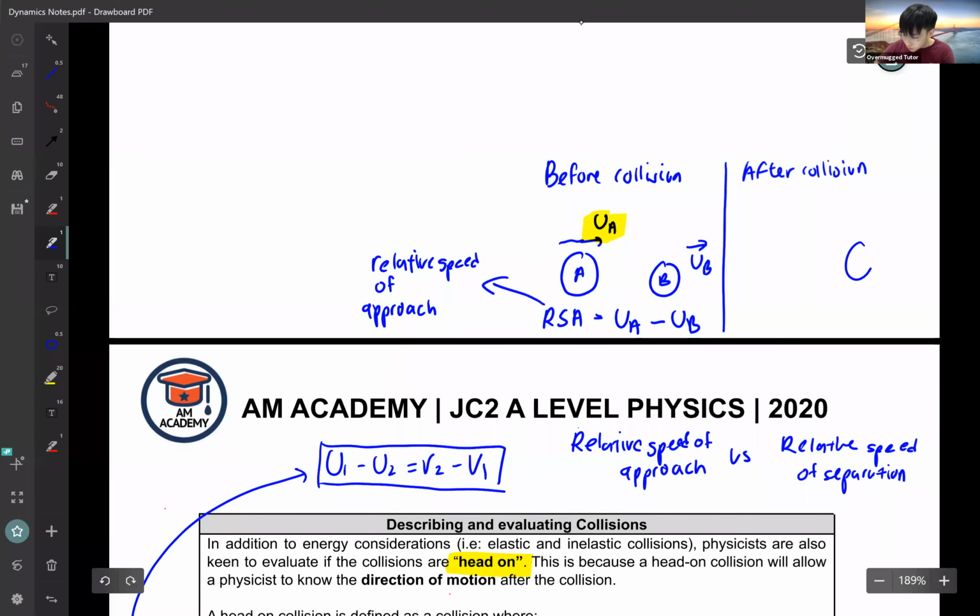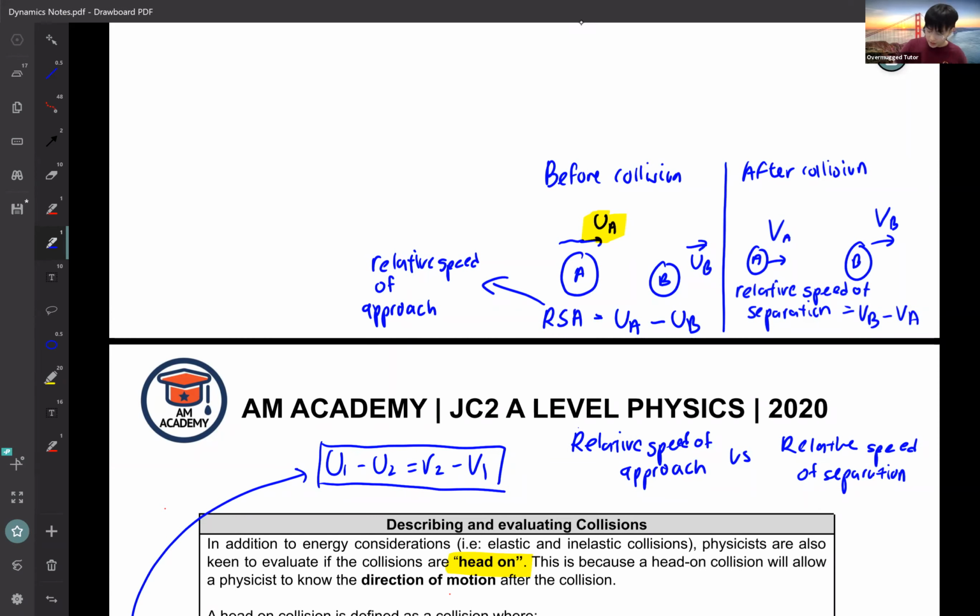So after collision, you know that B will bounce off of A, and move faster than A. So let's call this UB and UA. And in order for them to separate, you also know that the final velocity, so let me write this as V, final velocity, VB will be bigger than VA, so that B can move ahead of A. And so the relative speed of separation, logically, should just be how much B is moving faster than A.